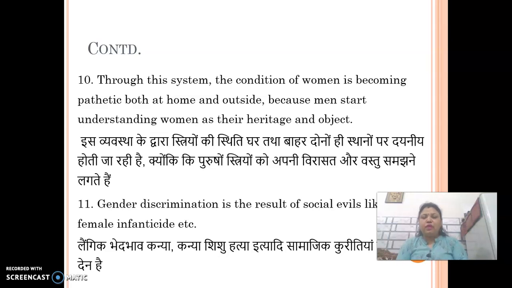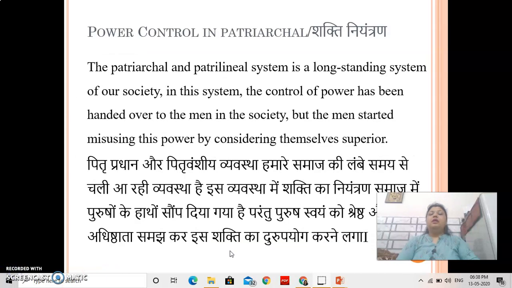This is also one of the reasons why women face so many issues when they move outside for one purpose or another. Gender discrimination is also the result of social evils, like female foeticide, female infanticide, and so on.